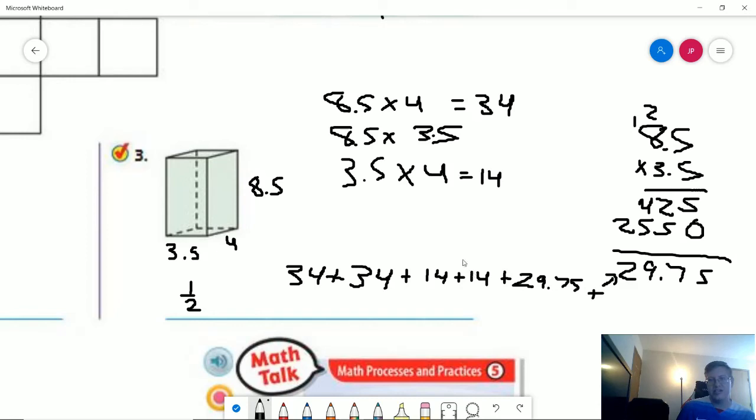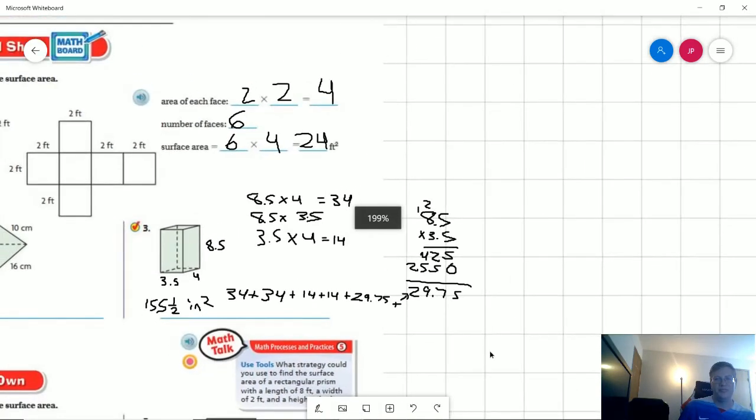Then 69, 79, 83, 87, 91, 95. And 95 plus 30 would give me 125. 125 plus 30 would give me 155. So that's going to come out to 155 and 1/2, or 155.5 inches squared.